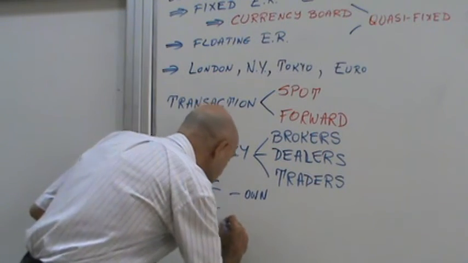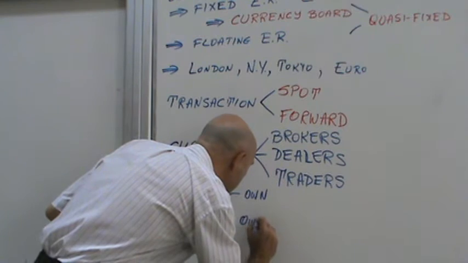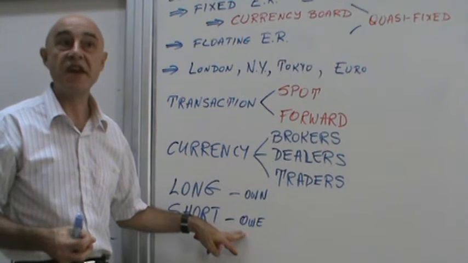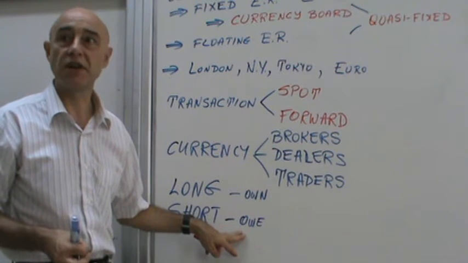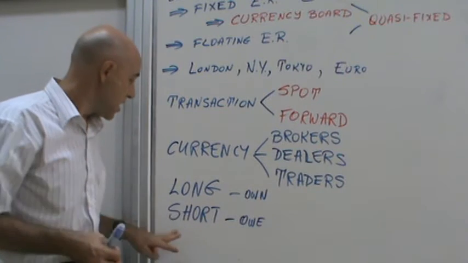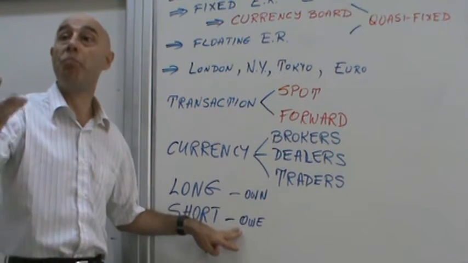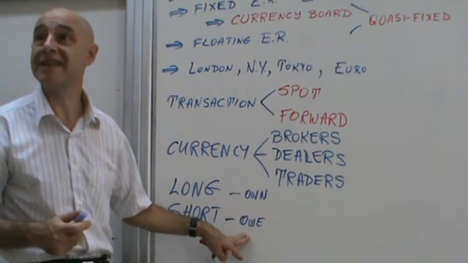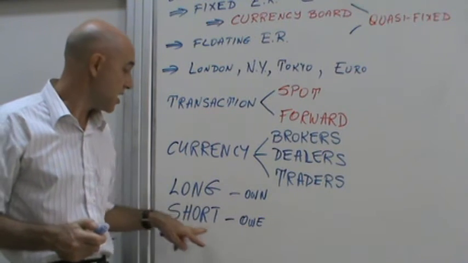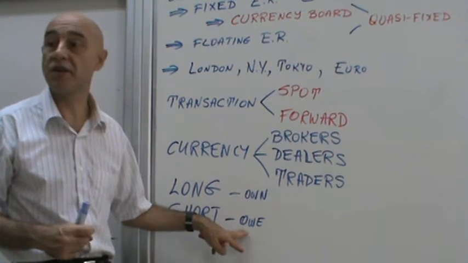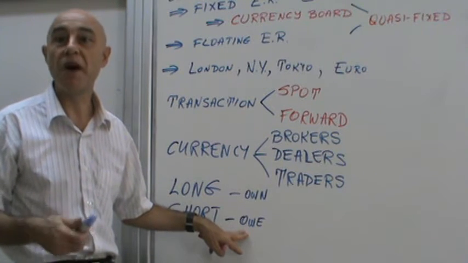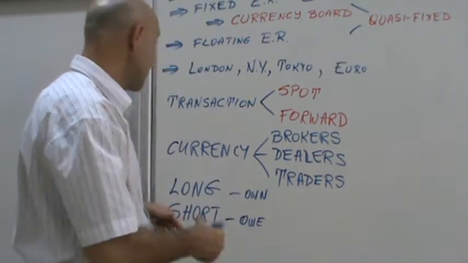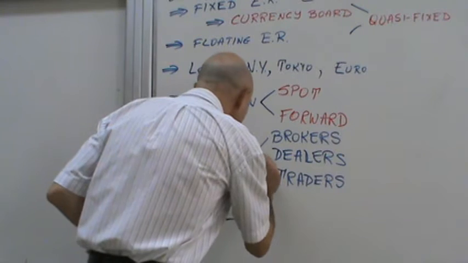In a currency short, you owe the currency. It means you borrowed the currency and must pay back. In a currency short, you borrow the currency and sell it. So to short means to borrow and sell. In a currency short, you profit when the currency depreciates. You buy it back cheaper. Currency traders.